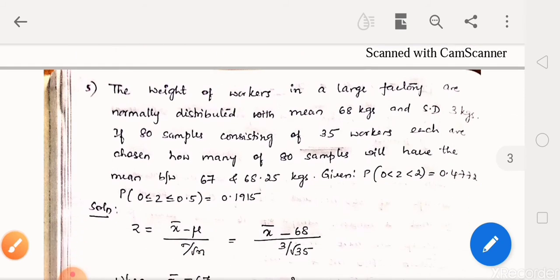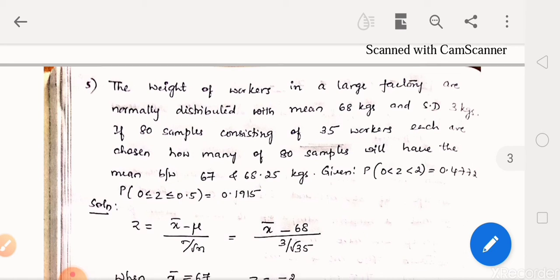The next problem is, the weight of workers in a large factory are normally distributed with the mean 68 kgs and standard deviation 3 kgs. If 80 samples consisting of 35 workers each are chosen, how many of 80 samples will have the mean weight between 67 and 68.25 kgs? Given probability z in between 0 and 2 is 0.4772 and probability z in between 0 and 0.5 is 0.1915. Actually given phi of 2 and phi of 0.5.